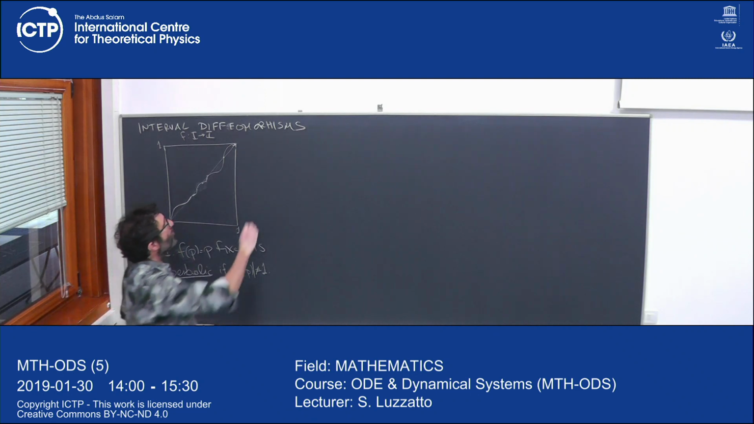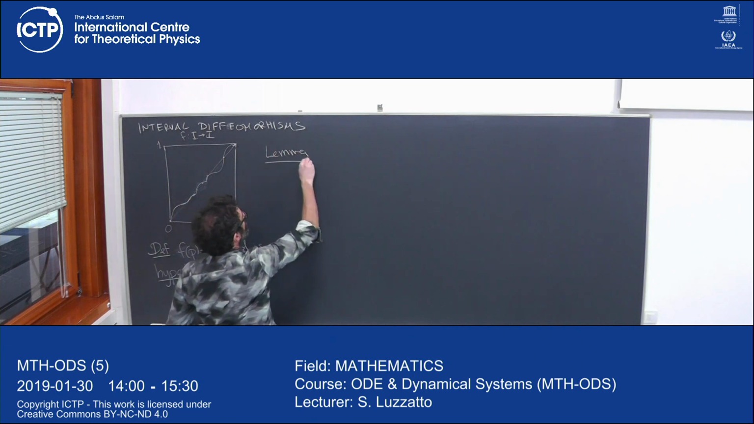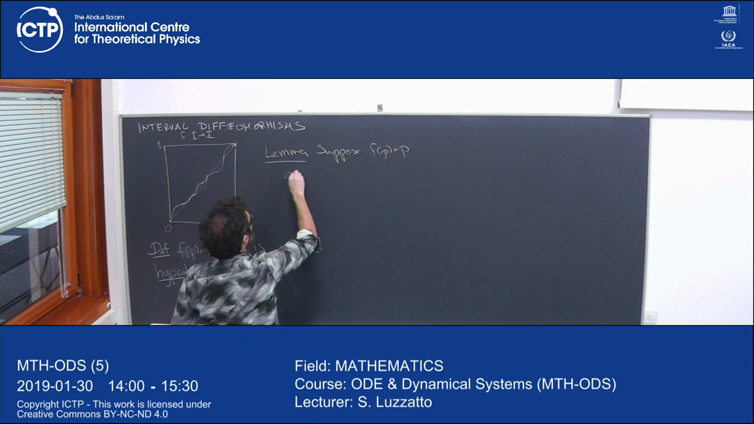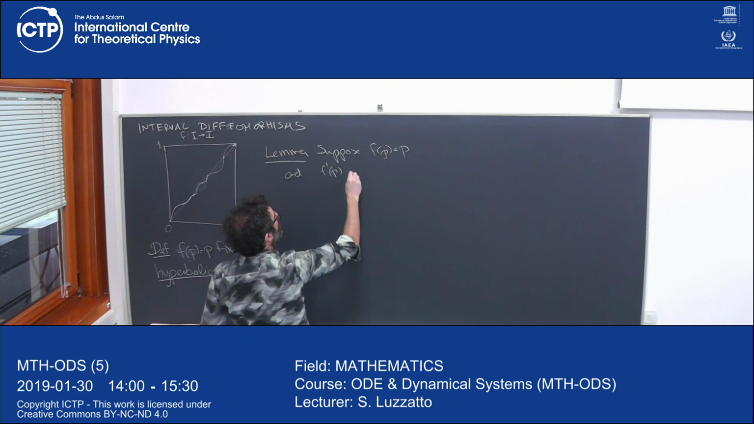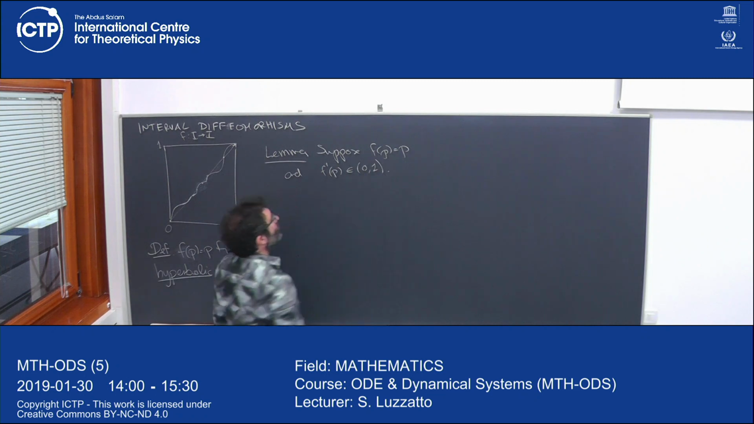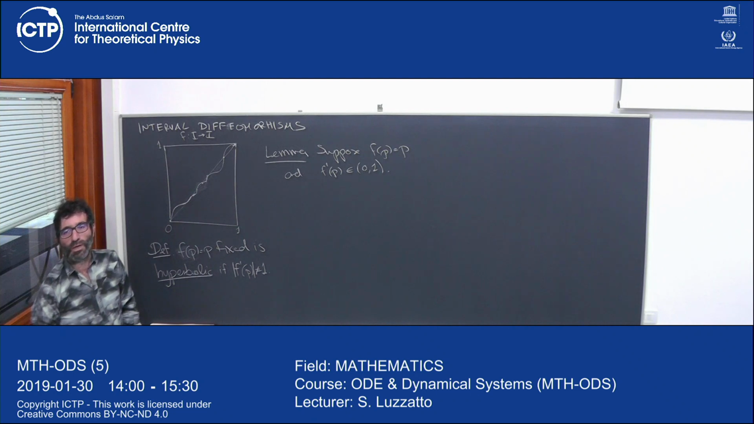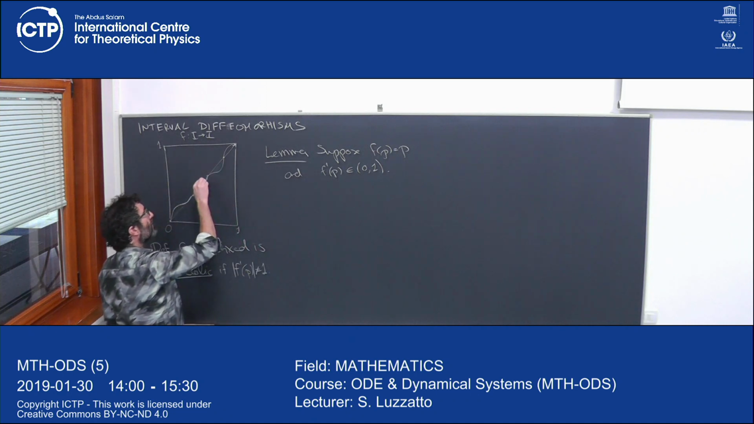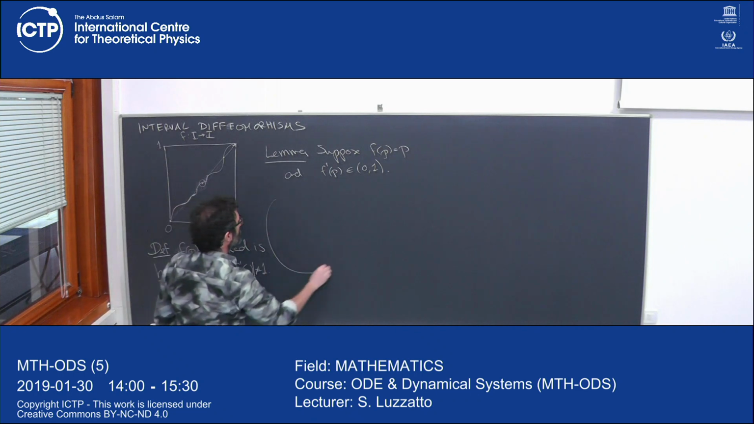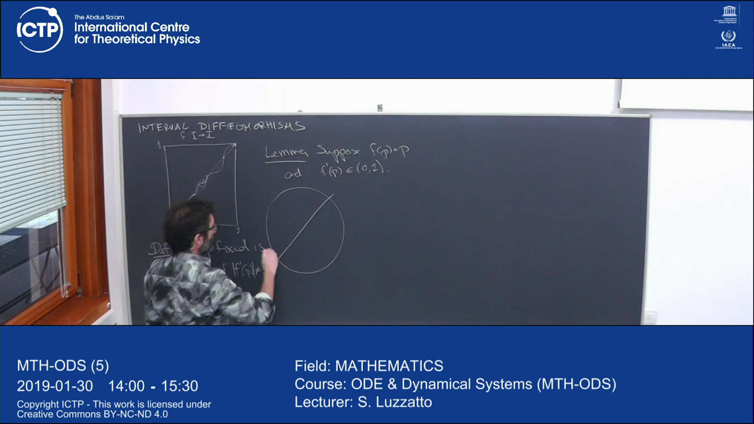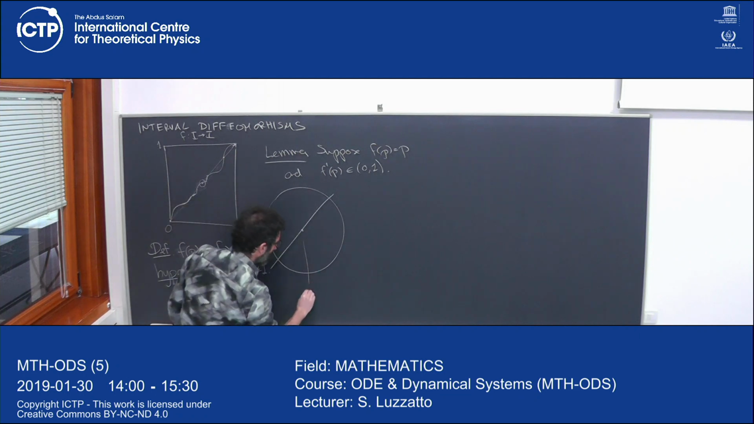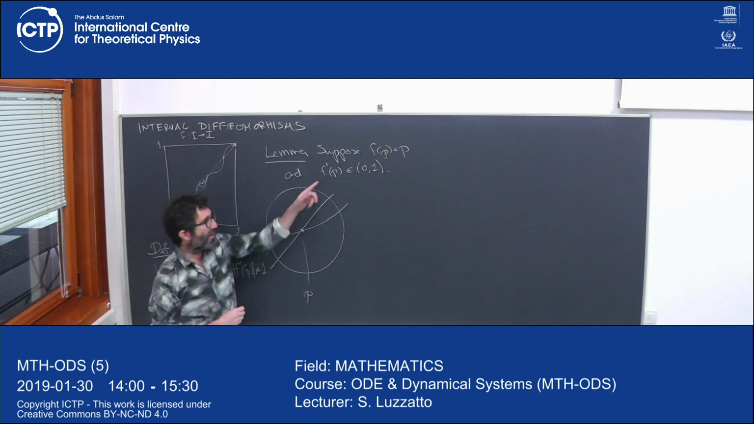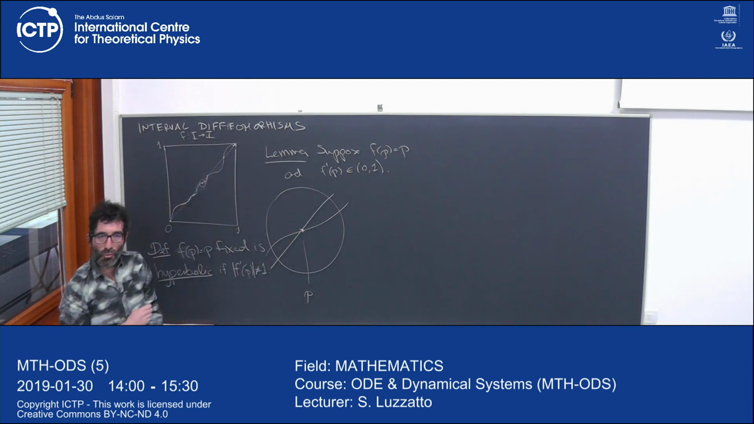So what can happen? Lemma: suppose f of p equals p and f prime of p is between 0 and 1. Okay, so now we're going to do a little local analysis of this. Suppose that we have here a fixed point where the derivative is less than 1. Let me zoom in to this situation. We have here the diagonal, and here the graph. This is the point P, and the graph is doing something like this. So f prime of P is less than 1, right? Because it's like this. So what can you say about this fixed point?